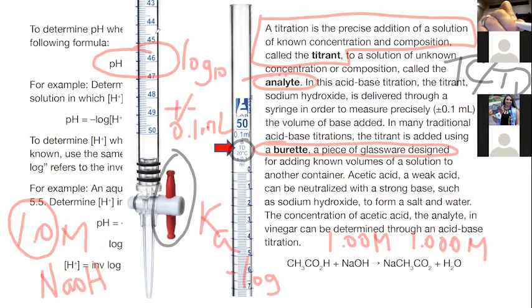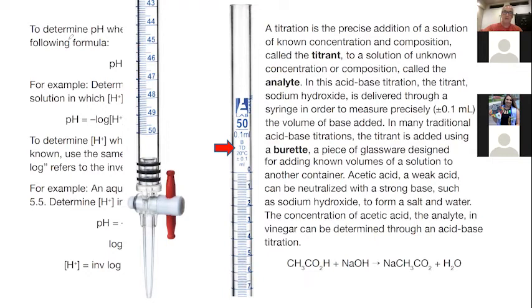So this is what the reaction actually is. We take acetic acid and sodium hydroxide. And the sodium hydroxide is such a strong base, it actually pulls this proton directly off of the acetic acid, leaving us with sodium acetate and water.